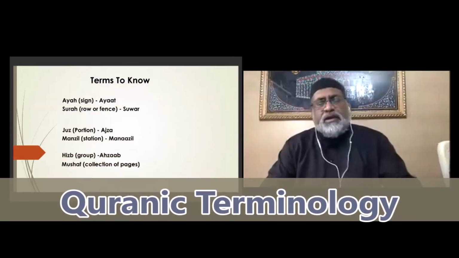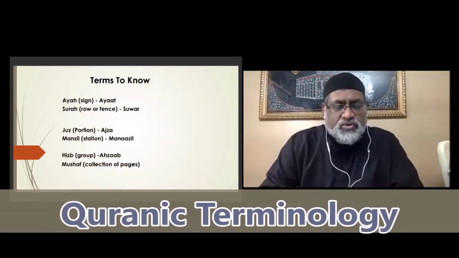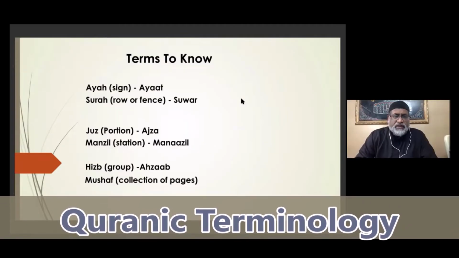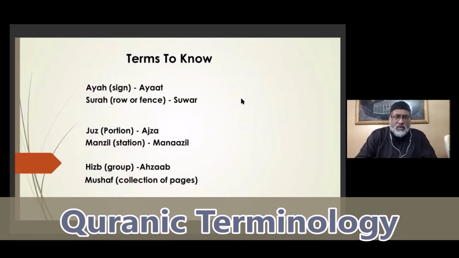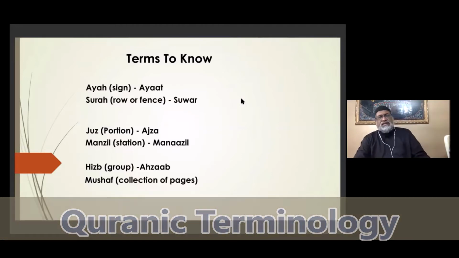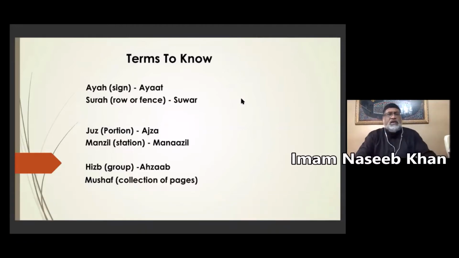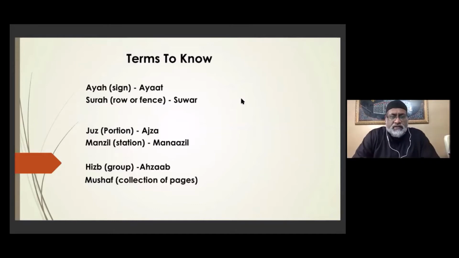There are some terminologies that we have got to become familiar with if we are going to become close to the Quran. One of them is ayah, which means a sign, or is sometimes translated as a verse. Ayat is the plural. And so there are verses in the Quran, roughly 6,236 of them.